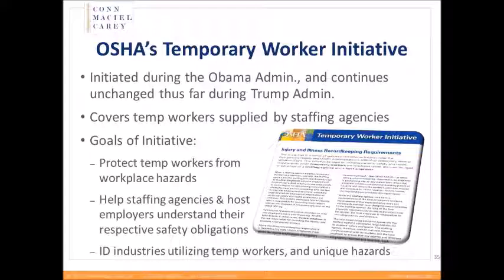It continues, I would say, perfectly unchanged so far during the Trump administration. We'll talk about what that means so far, the first year and a half of the administration. The initiative itself covers a specific temporary worker relationship.